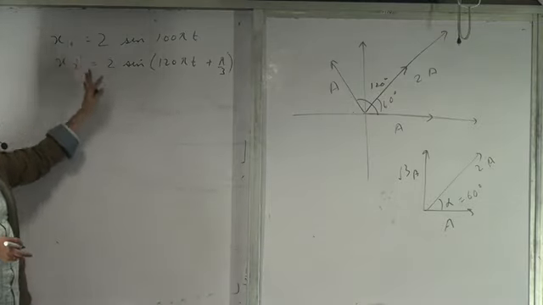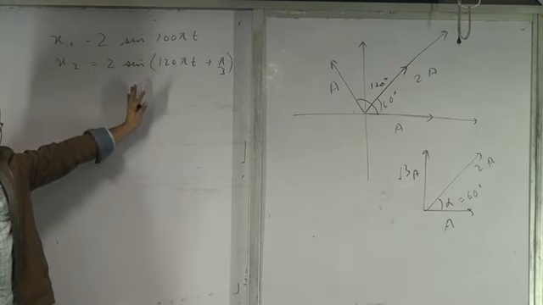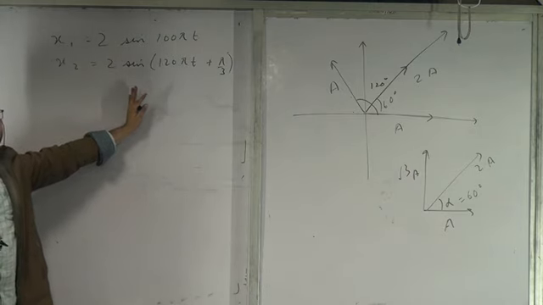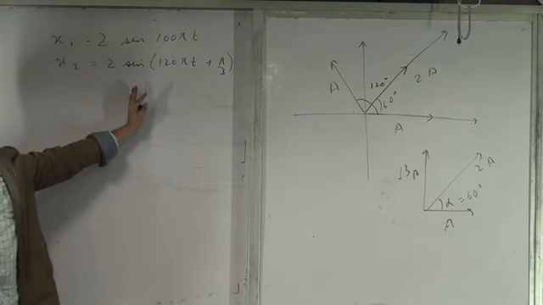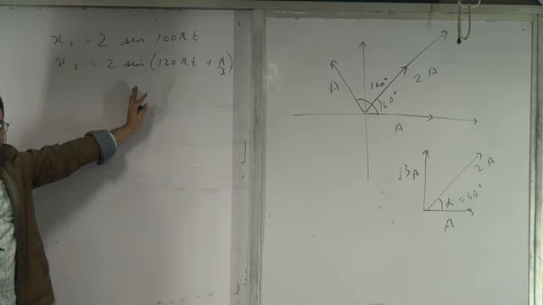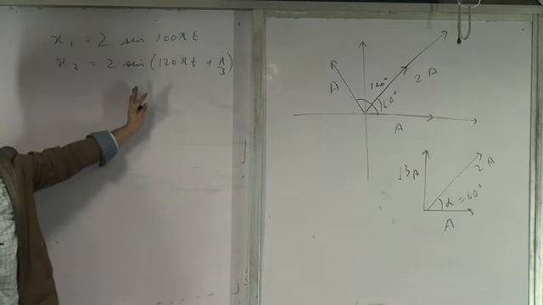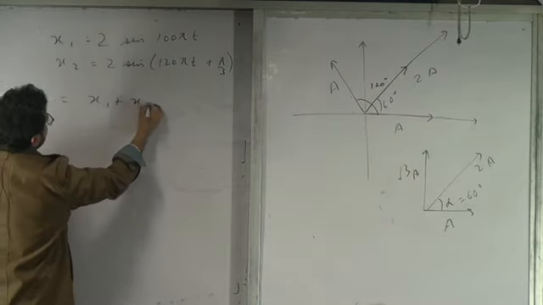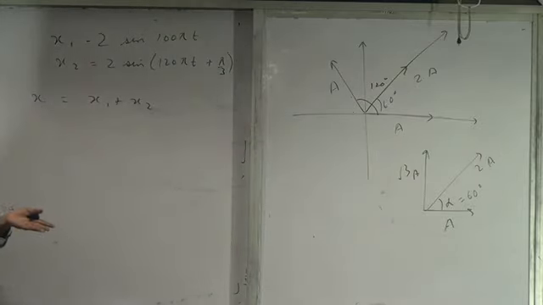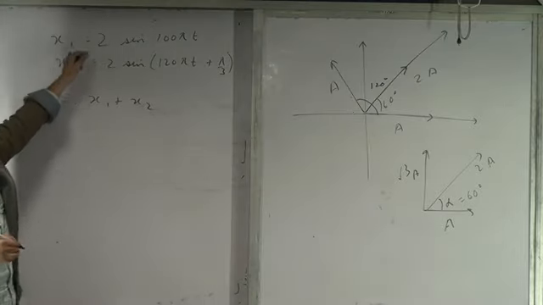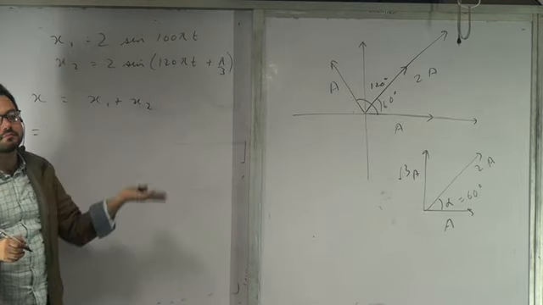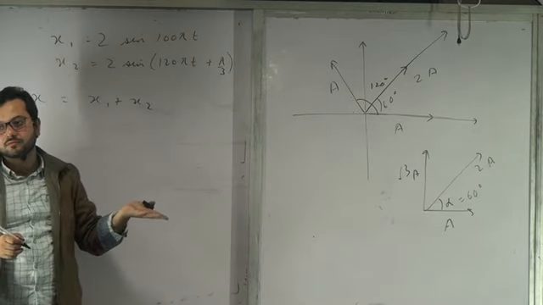So I cannot write one equation to describe the resultant simple harmonic motion. But is it necessary I do that? It's not. Why? Because the principle of superposition is always valid. So what does the principle of superposition tell me? X will be equal to x1 plus x2. That's it. All you need to do is find the displacement at that time, find this displacement at that time, and add them.